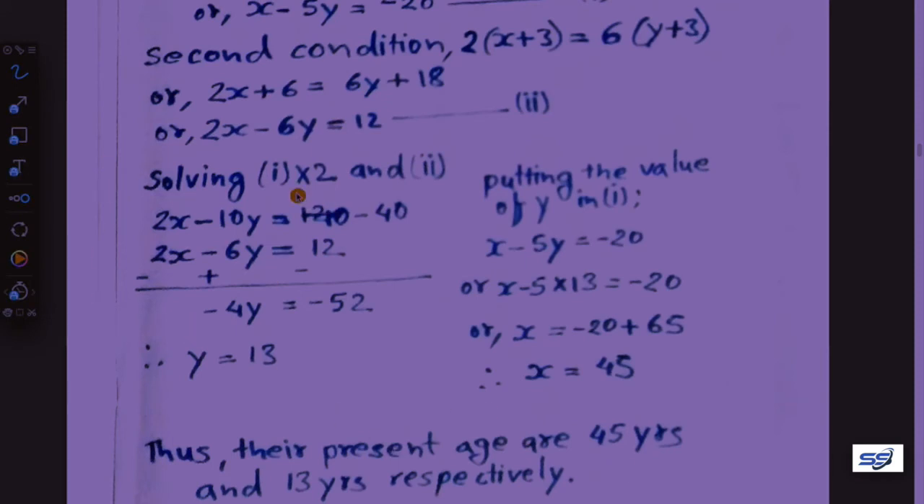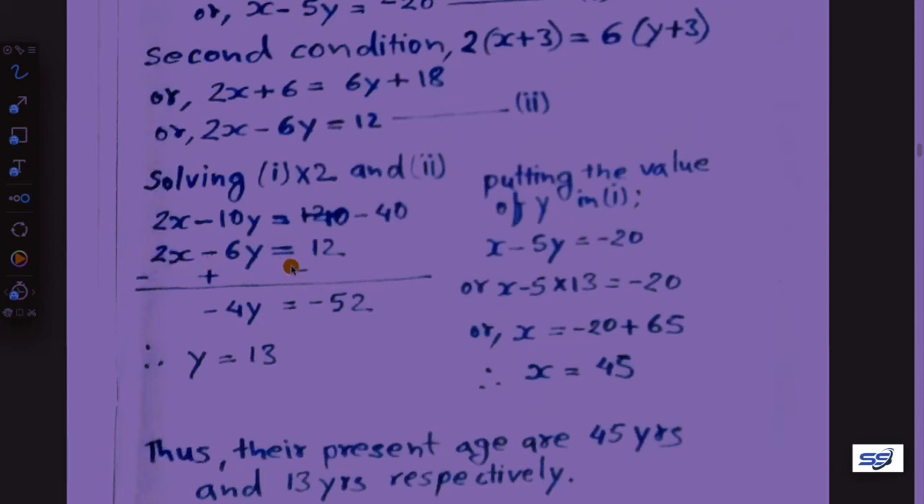Here, on solving equation 1 and 2, our first equation is x minus 5y equal minus 20. This equation shall be multiplied with 2 to make our calculation easy. If 2 is multiplied with this equation, it comes 2x minus 5 into 2, 10y, equal minus 20 into 2, minus 40. So it becomes 2x minus 10y equal minus 40, and the next equation shall be kept as usual, 2x minus 6y equal 12.